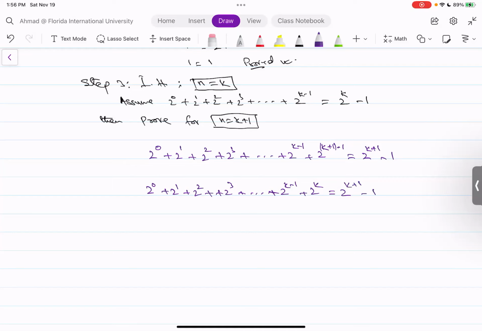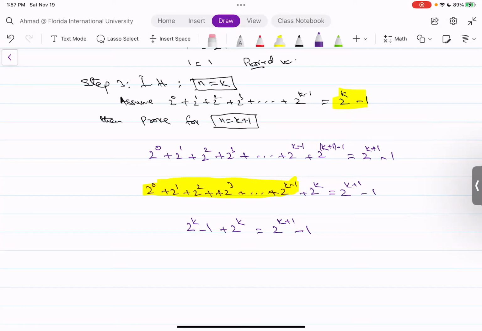Now one thing that we can observe here is we know the value of this whole. What is the value of this whole? Which is this one, as per the assumption that we made from our induction hypothesis. So this whole is going to be equal to that, and I'm going to substitute that value. Now this is going to be 2 to the power of k minus 1 plus 2 to the power of k is equal to 2 to the power of k plus 1 minus 1. That I have to prove.